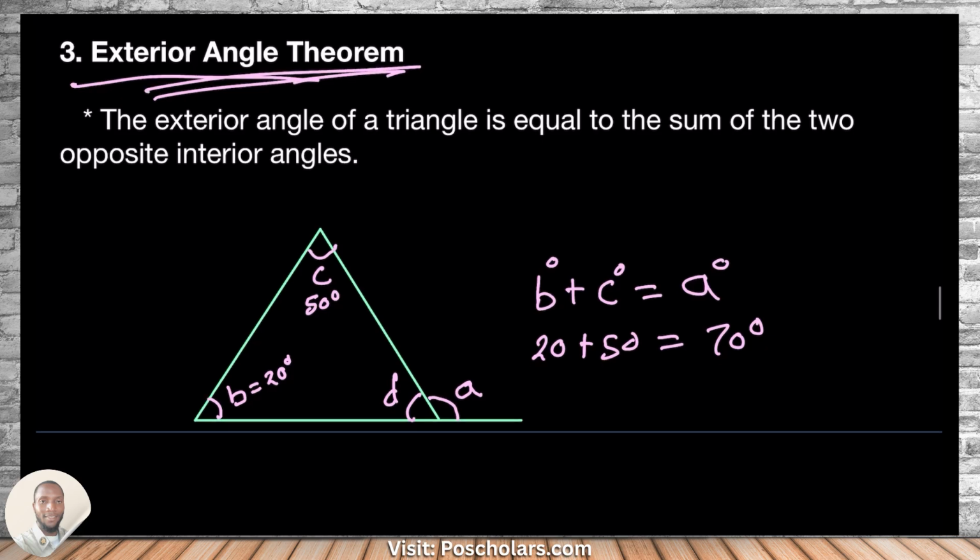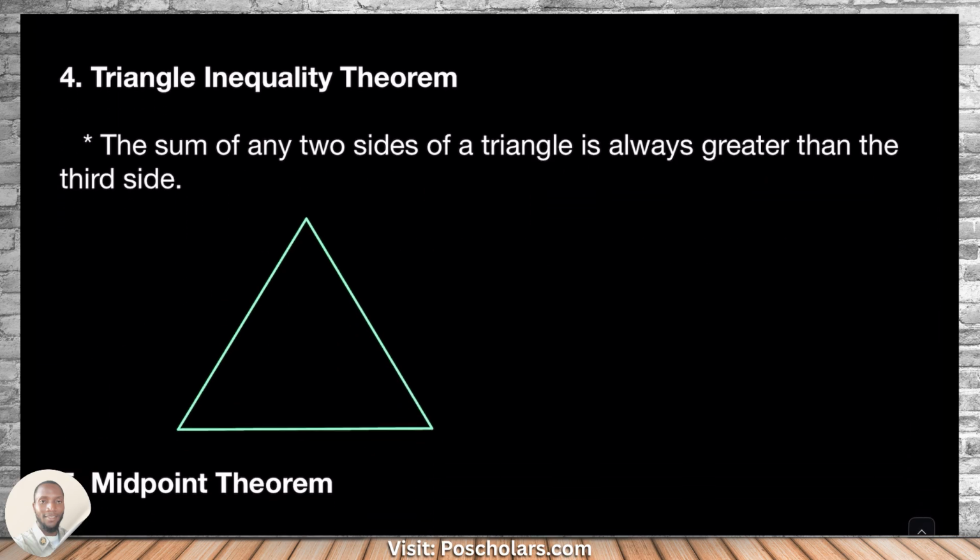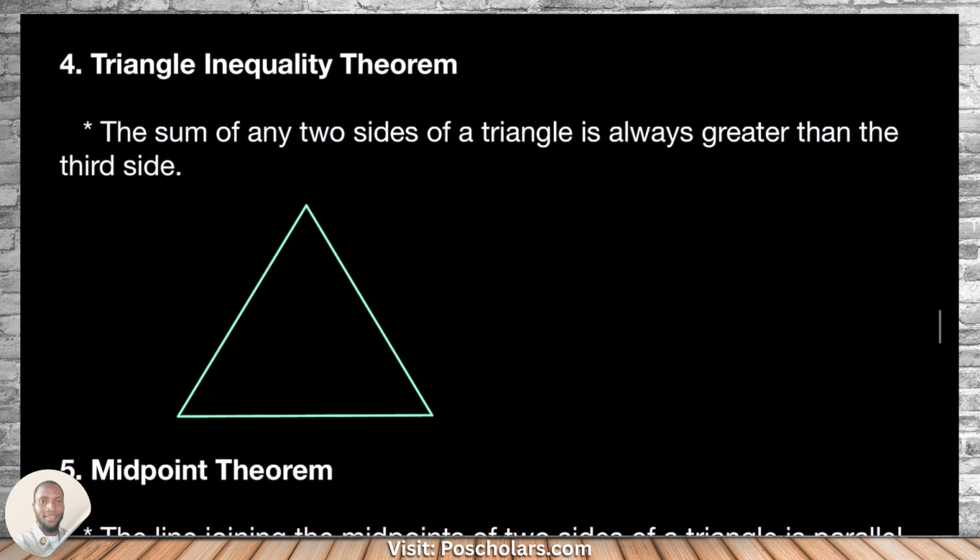Next, we move to the triangle inequality theorem. What does this theorem say? It says the sum of any two sides of a triangle is always greater than the third side, right? Now let's analyze this. If this is side A, this is side B, and this is side C, the theorem is saying when you add any two of the sides, the sum must be greater than the third side. That's intuitively true, right? If side A is 5 centimeters, side B is 2 centimeters, and side C is, let's say, 4 centimeters.